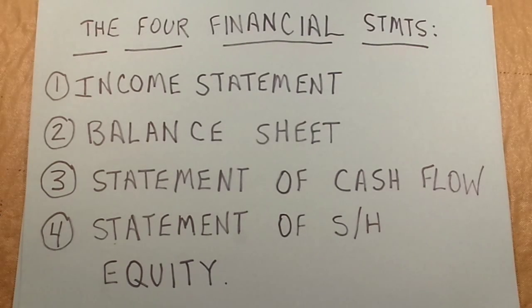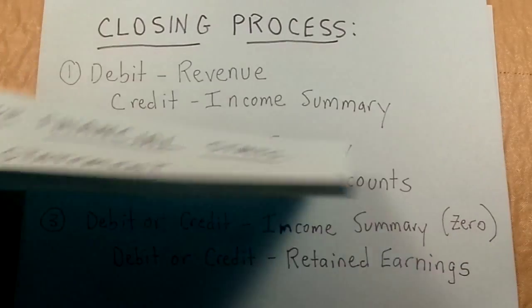Well, let's remember what the 4 basic financial statements are. We have an income statement, we have a balance sheet, a statement of cash flow, and a statement of stockholders' equity. These are the basic four financial statements.